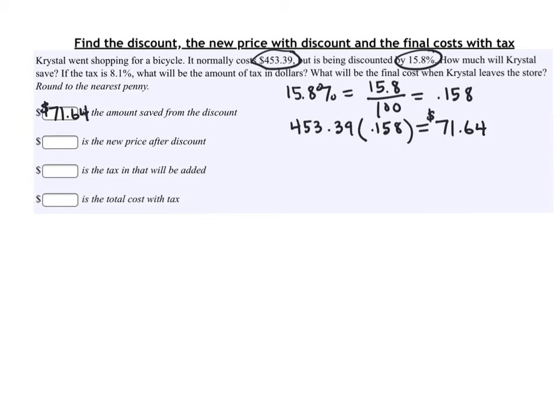Now to find the new price, we'll take the $453.39 and subtract the $71.64 we're saving by the discount. That ends up being $381.75.